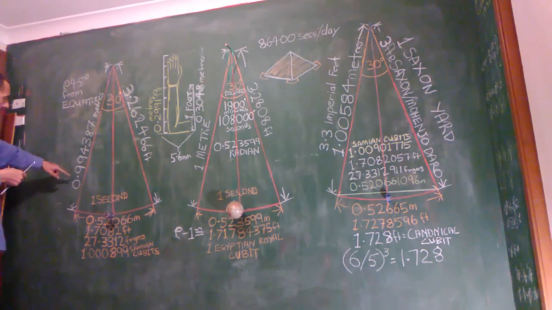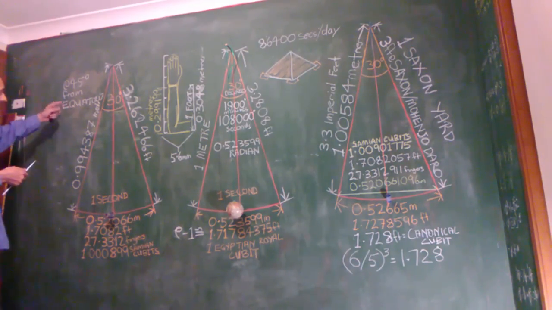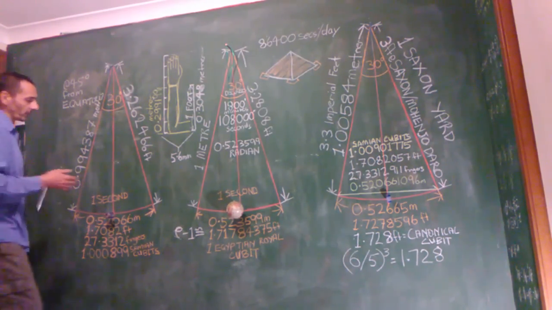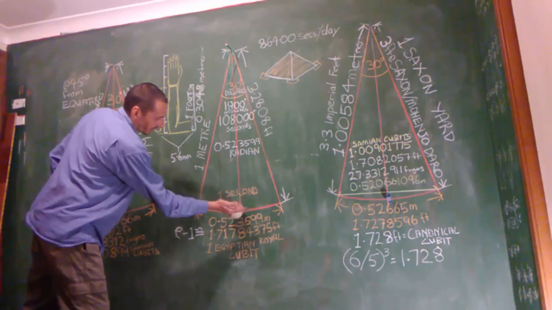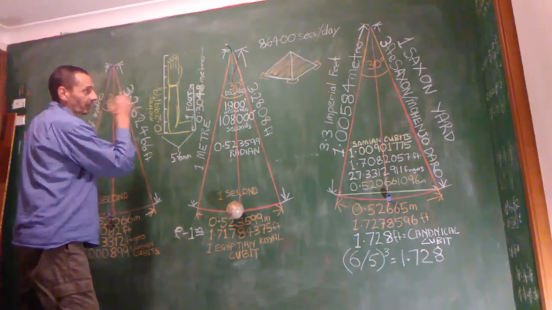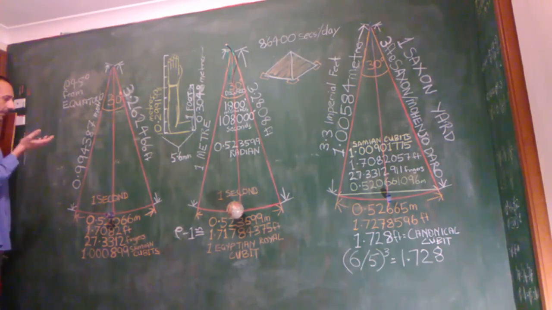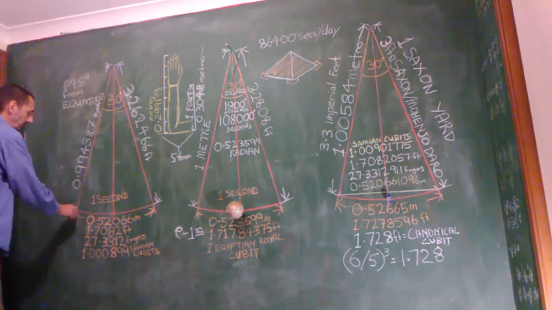This pendulum is 0.994387 meters. This is the 1 second pendulum at 45 degrees north of the equator. As you move north or south of the equator, because of the variation in gravity, you have a slight variation in the length of the pendulum. So if you're at Paris, basically 45 degrees north, this was the 1 second pendulum.